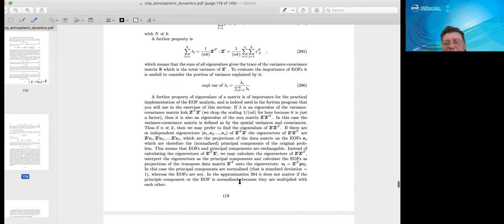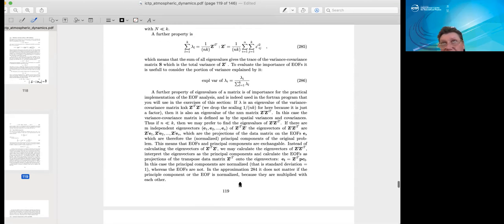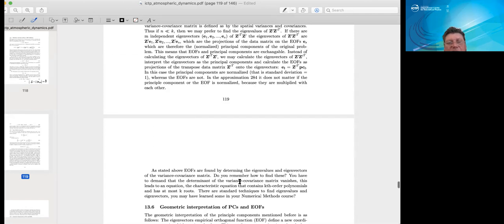And that is typically done in climate variables because typically we have more data. Our spatial resolution is such that we have more data points in the spatial direction than we have in the time direction. But that may vary from problem to problem.